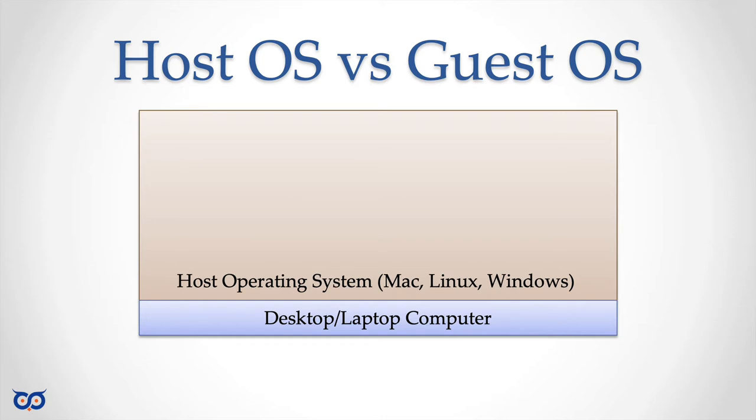So my desktop or laptop computer there in blue is the physical hardware. That's the thing that you can walk, touch, pick up, feel, kick around. Please don't, but you get the idea. Physical. And then I install the software to run on that computer.